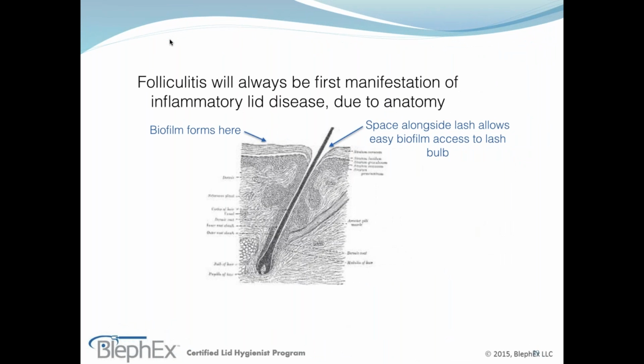Folliculitis will always be the first manifestation of inflammatory lid margin disease due to anatomy. So the biofilm, or the plaque that I keep harping on about, forms on the lid margin, on the top layer, on the surface. And this biofilm creeps down into the lash follicle. So where your lashes grow, it's going all the way down to the root or the bulb, and it's existing there. And it's releasing these toxins in there, and that's what's making you lose your lashes. That's what's causing the swelling at the lash base.